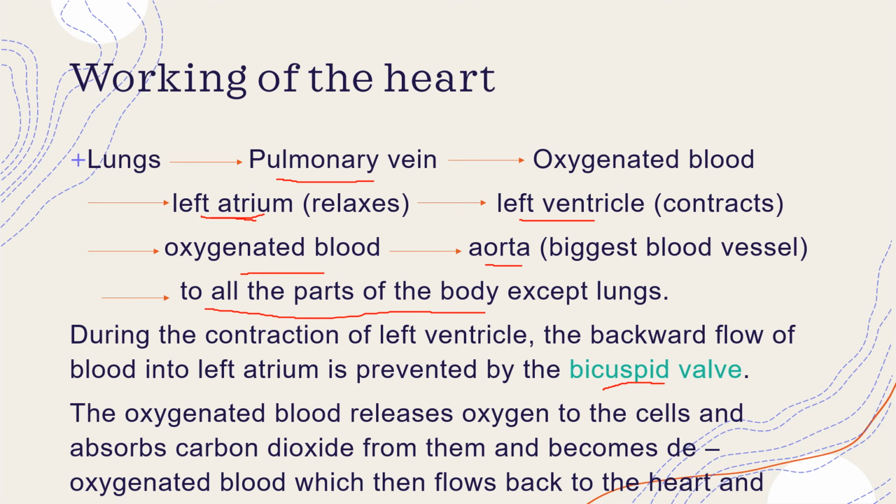So this is the entire process which occurs. Again it will come back from all the parts of the body to the superior vena cava, and again it will start. So that is why, as the blood comes two times, it is called double circulation. I hope, children, I have cleared this part.